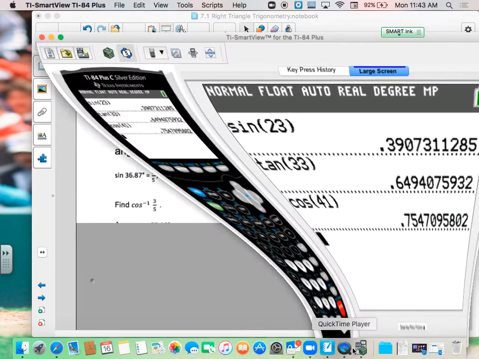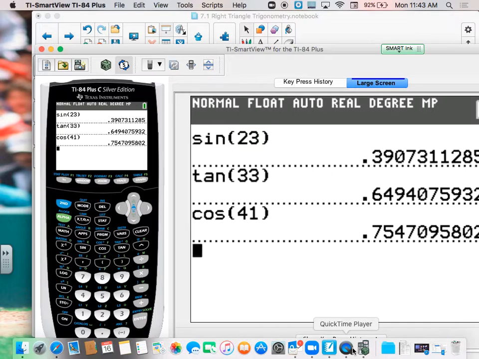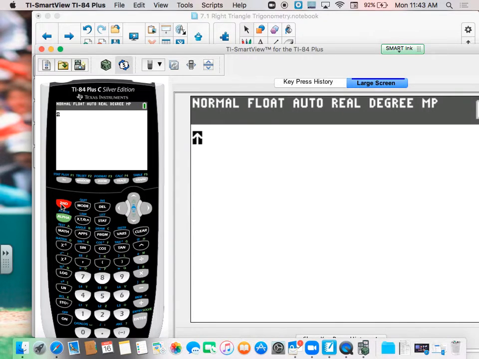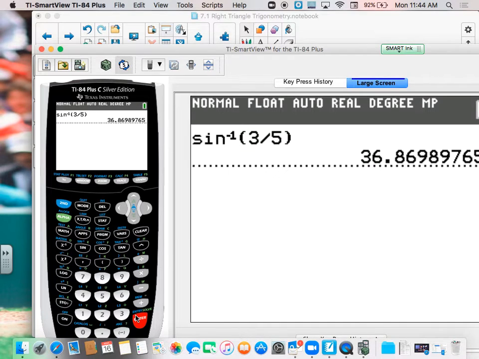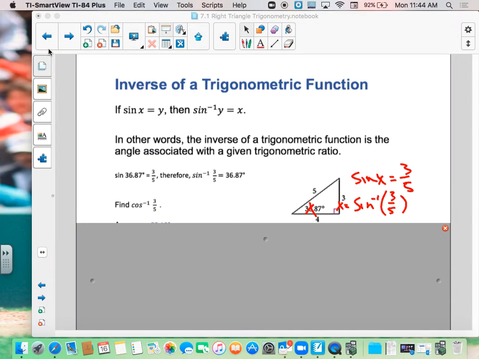I'm going to grab my calculator again and show you how to type that in. We can clear these out by going to quit. We can go second sine 3/5. And there's your 36.87 degrees.